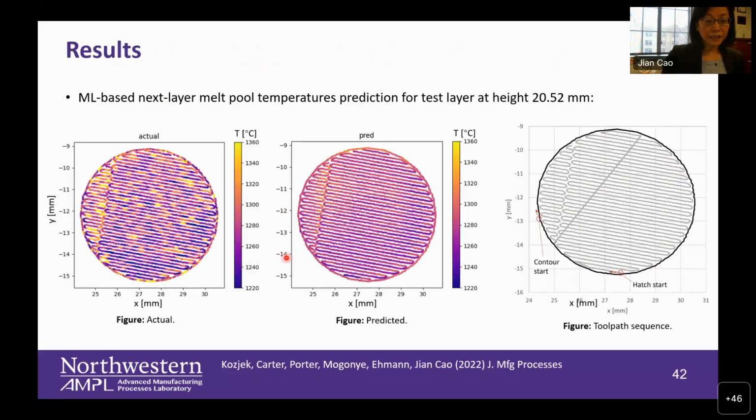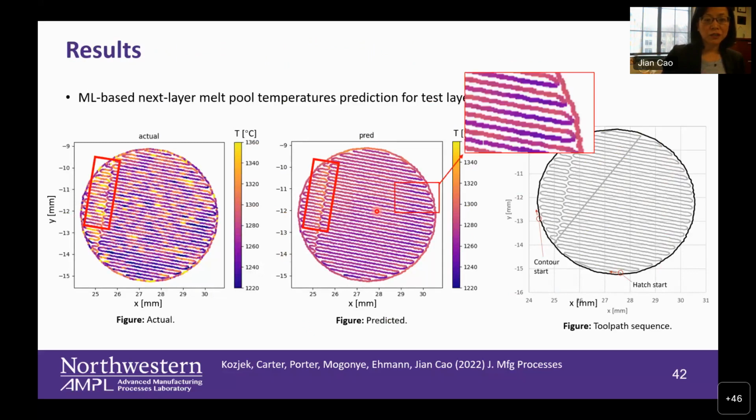As you can see here, the prediction is almost like a filter. With that, the noise is gone, but it still captures some of the fundamental physics. For example, as the laser turns around, you can see that the first part is lower, and then because it's a right turn around, the temperature increases.